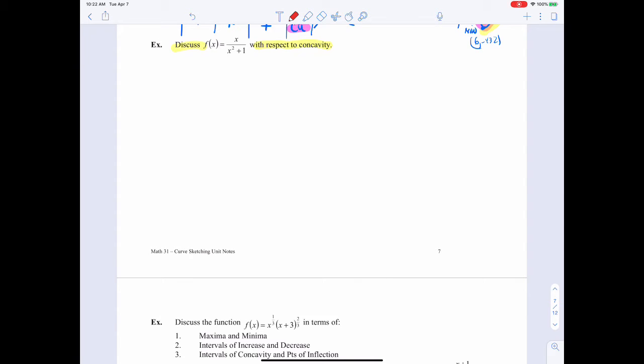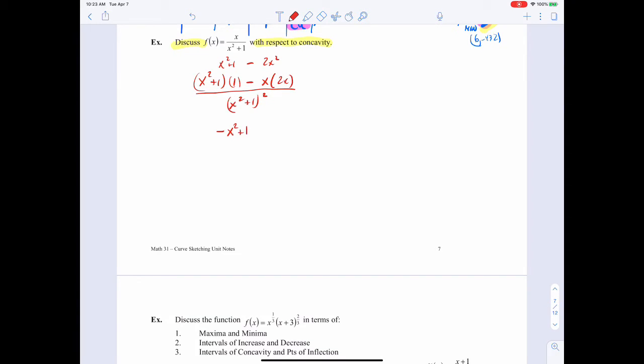So our first derivative: low d high minus high d low, draw a line, square below. So when I look at this, I have x squared plus 1 minus 2x squared, which gives me negative x squared plus 1 over x squared plus 1 squared. There is my first derivative. So now I'm going to have to do the second derivative.